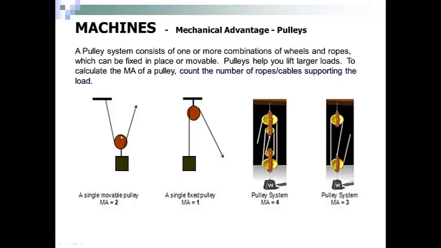A single movable pulley has a mechanical advantage of 2. A fixed single pulley has a mechanical advantage of 1. This has a mechanical advantage of 4. 1, 2, 3, 4. This has a mechanical advantage of 3. 1, 2, 3.